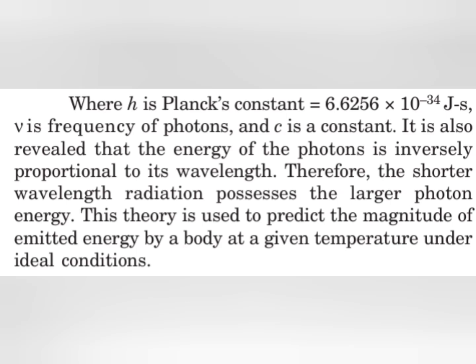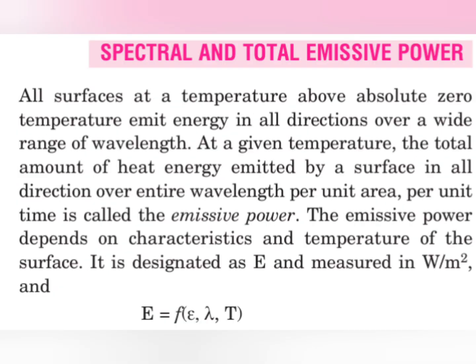This theory can be used to predict the magnitude of the emitted energy by a body at a given temperature under ideal condition. Okay, so Max Planck's theory can be explained only at ideal condition. All I have to do is just learn the concept and formula. Next is spectral and total emissive power. So what is spectral and total emissive power?